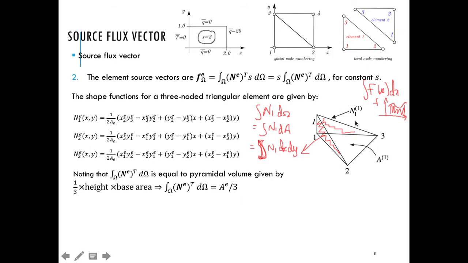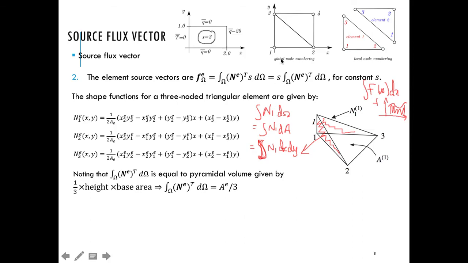Okay, for each of n1, n2 and n3. Great. So, what is the area of element 1? We've already found it. It is actually equal to 1. So this integral turns out to be 1 by 3 for each of the shape functions.